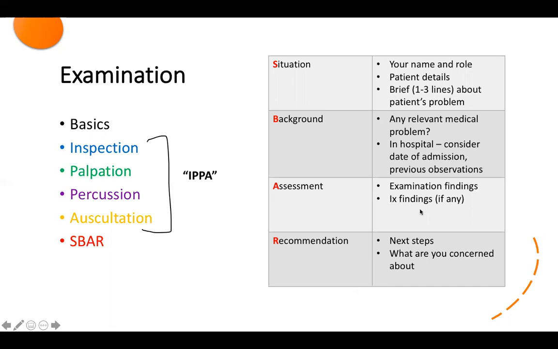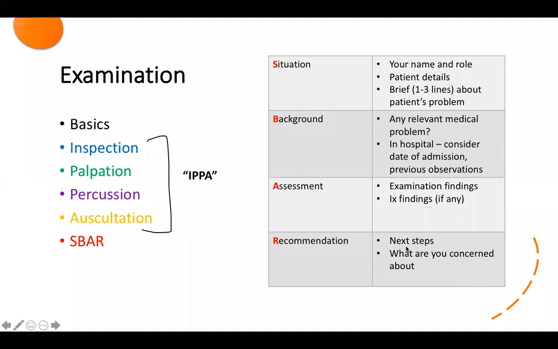And then your assessment. So this is where you'll present your examination findings and what you found. If you've done any investigations, have they found anything? You can include that as well. And recommendations. So that's your next steps. What are you concerned about?